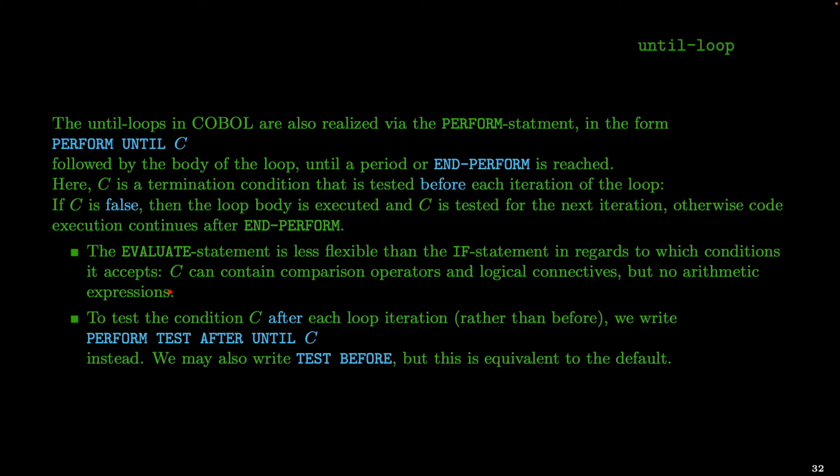We can also have this loop run where we test the condition after each loop iteration, and for this we write perform test after until C. So this means that we will not test the condition before each iteration, but after each iteration. We could also write, instead of test after, test before, and this would be simply equivalent to the default. So if we put this in, it would just be for more clarity, but it wouldn't really change anything compared to this one here.